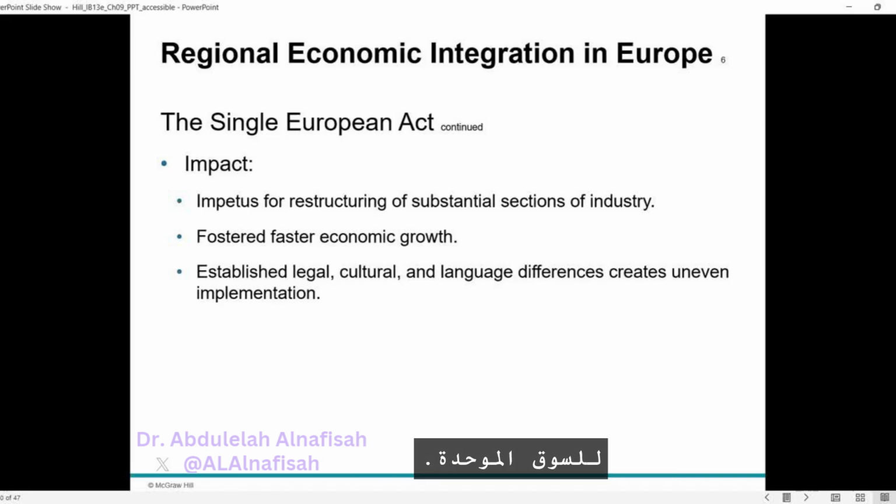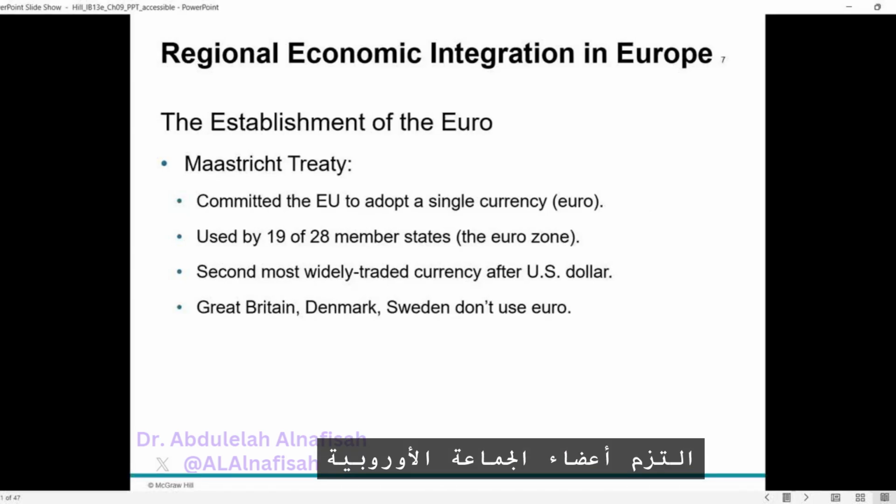single market. The Maastricht Treaty, signed in February 1992, committed EC members to adopting a common currency, the euro, by January 1, 1999. The euro is currently used by 17 of the 27 EU member states, collectively known as the Eurozone, encompassing 330 million people, including Germany and France.